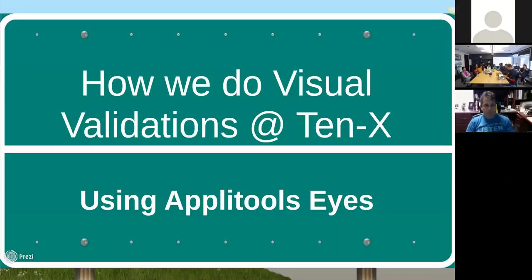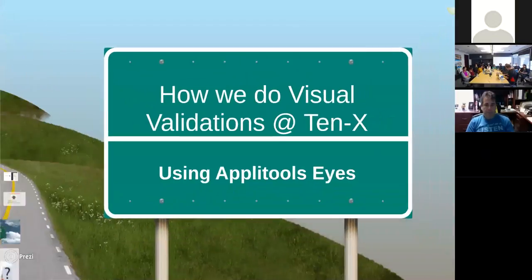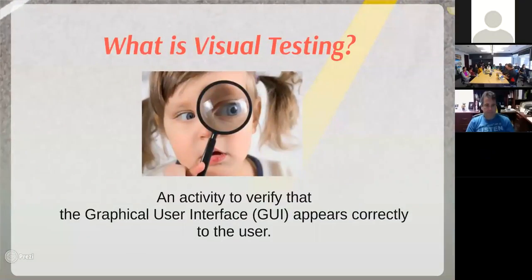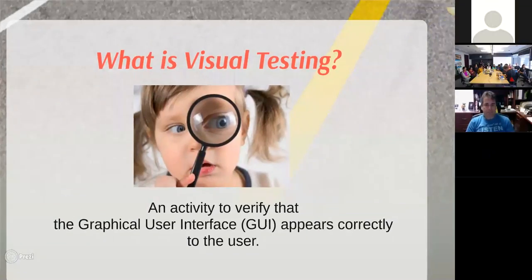We are here together to talk about Applitools, which is a technology we're using for doing our visual validation testing here. So let's start. What is visual testing? Visual testing is an activity to verify that the GUI, which is graphical user interface, appears correctly to the user in multiple browsers and platforms and all.